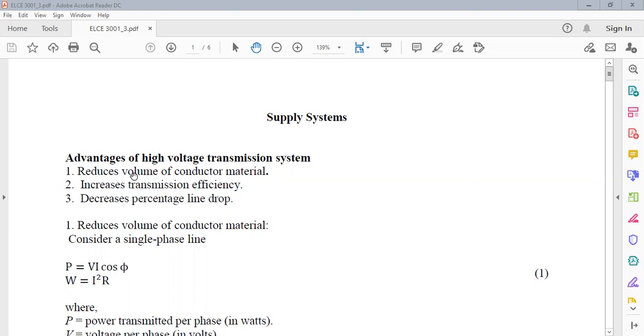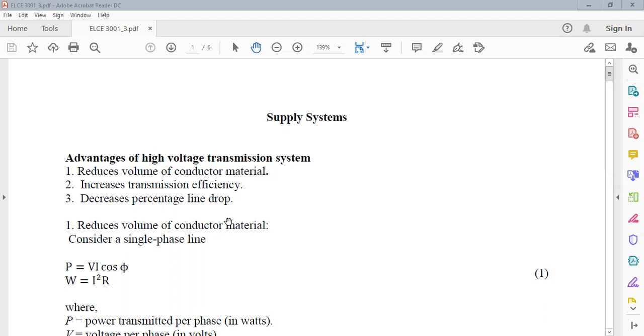First one, it reduces the volume of conductor material, meaning it reduces the cost of the conductor material. It increases the transmission efficiency. It decreases the percentage line drop. These are the main advantages of transmitting in high voltage. Now we have to prove each one of them mathematically. First of all, reducing the volume of conductor material.